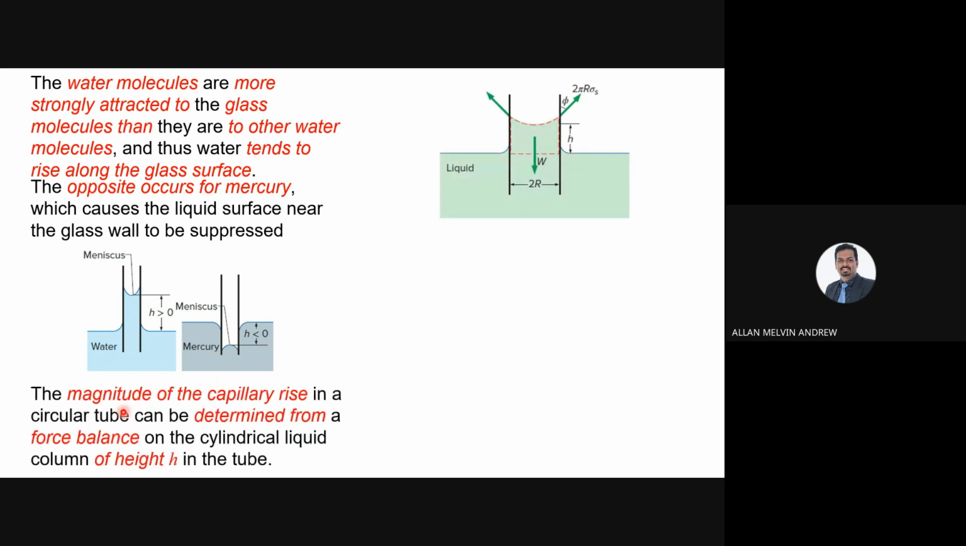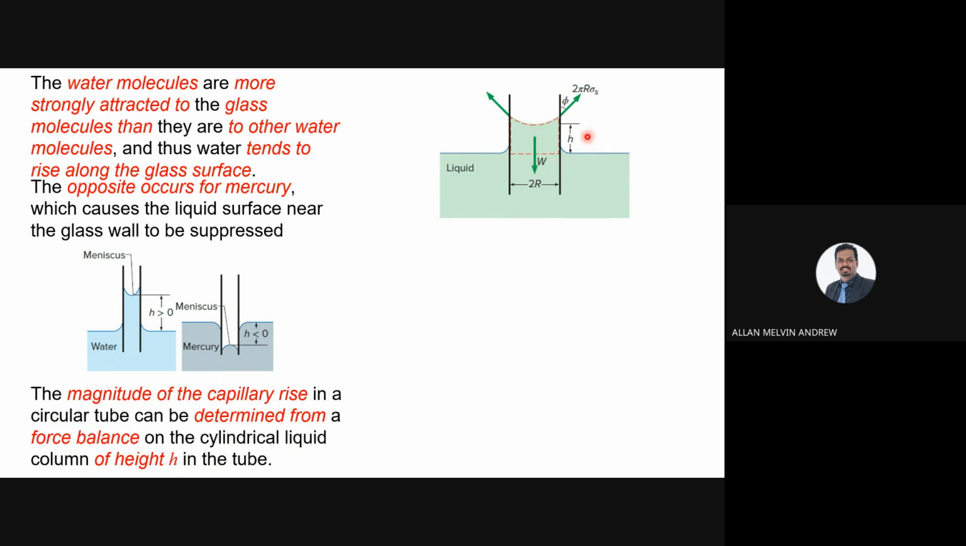Okay, so the magnitude of the capillary rise in a circular tube can be determined from the force balance on a cylindrical liquid column of height h in the tube. You can see, you have a liquid, you put in a capillary, and the liquid enters and rises, and you have a meniscus. The angle you can calculate. And here we have h, which is from the normal surface, how much it rose.